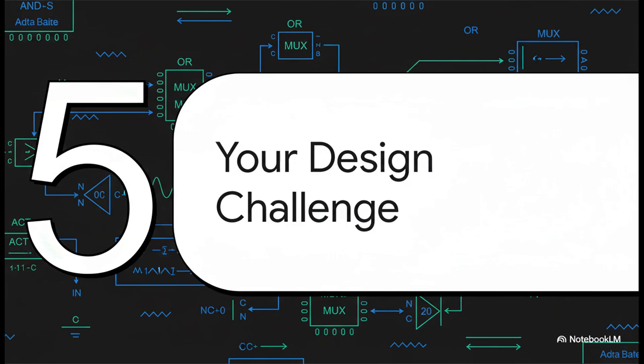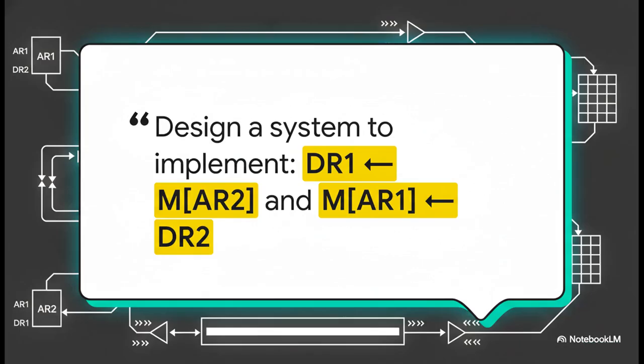So now that you've seen how all these pieces work, from the three-state buffer all the way to memory operations, it is time to put that knowledge into practice. It's time to design a system yourself. This is your final challenge for this series. You need to design a complete system with multiple registers and a bidirectional bus. Your system has to be able to perform two specific operations: reading from the address in AR2 and putting it into DR1, and writing the data from DR2 to the memory location stored in AR1. Trust me, this is the perfect way to make sure everything we just covered really sticks.